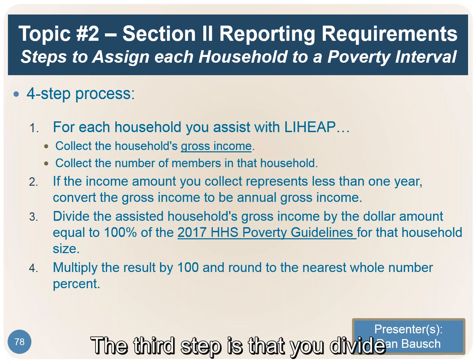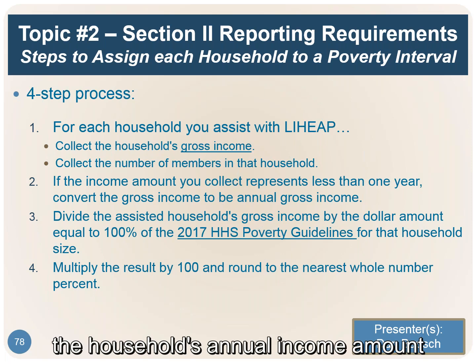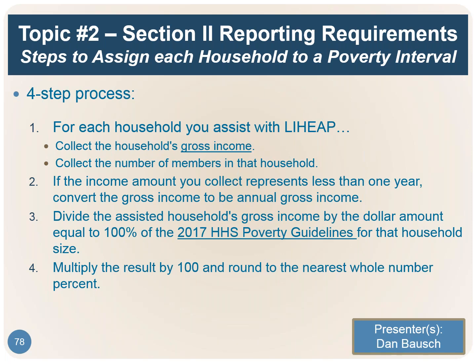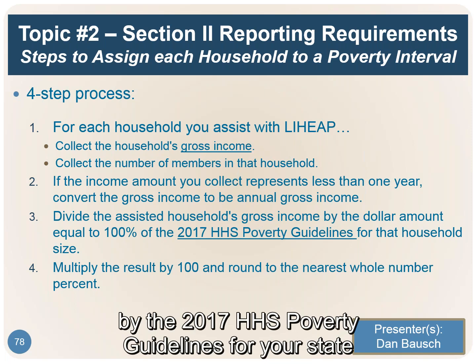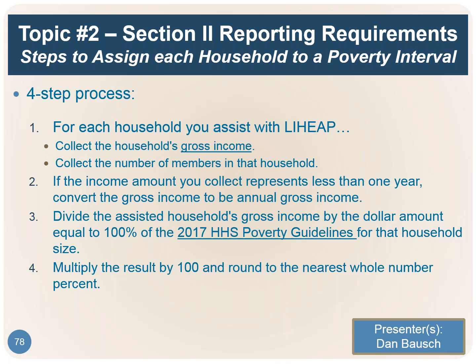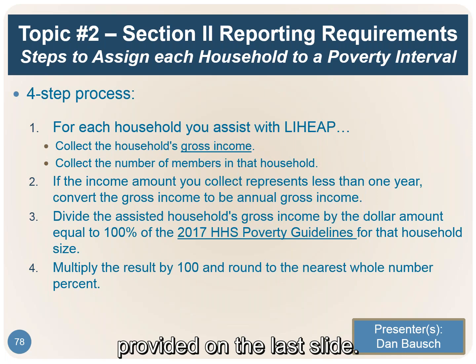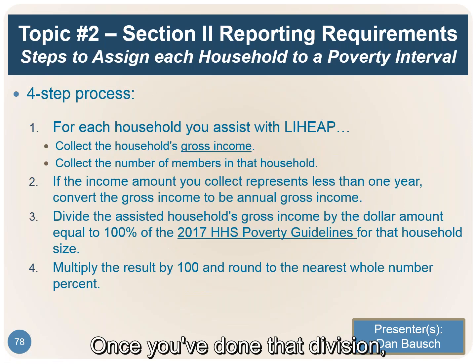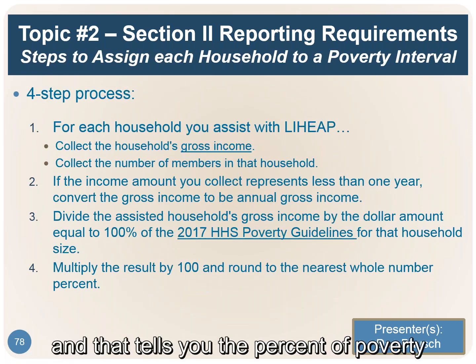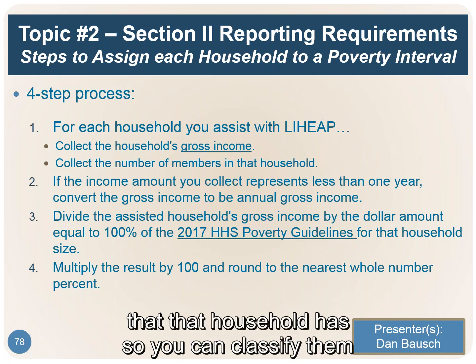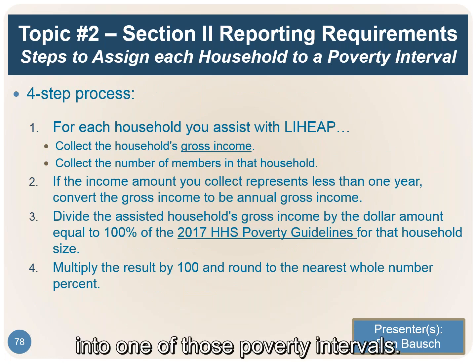The third step is that you divide the household's annual income amount by the 2017 HHS poverty guidelines for your state and for that household size. So again, those are available at that link provided on the last slide. Once you've done that division, you then multiply it by 100, and that tells you the percent of poverty that household has, so you can classify them into one of those poverty intervals.